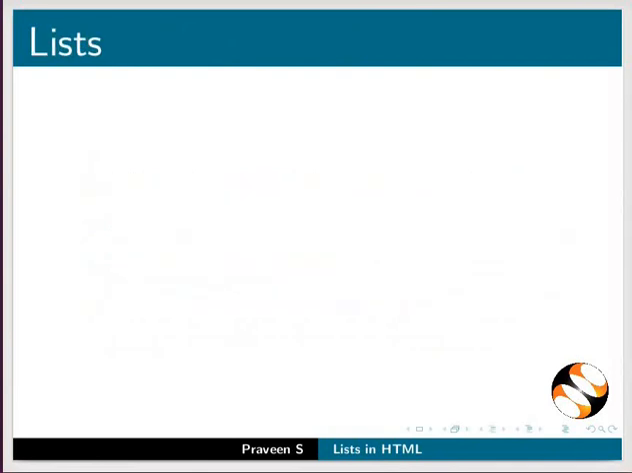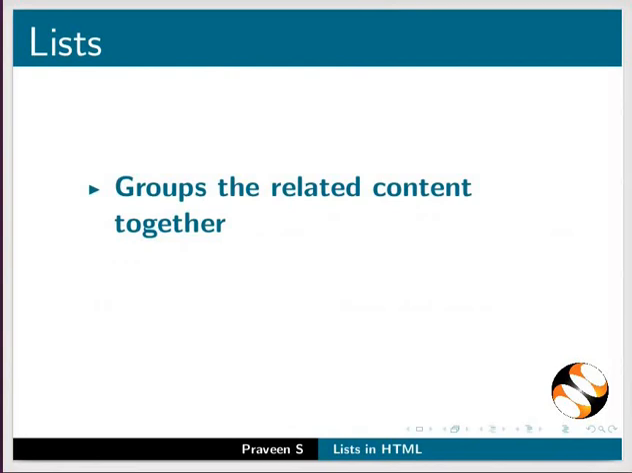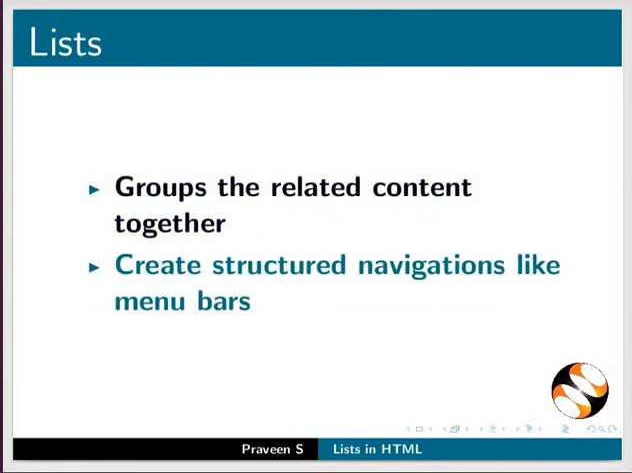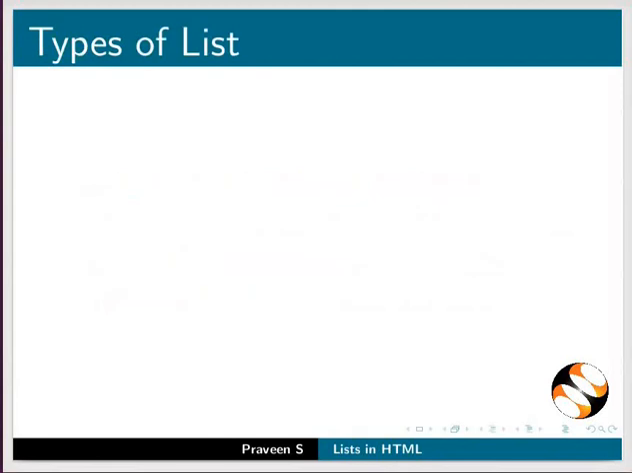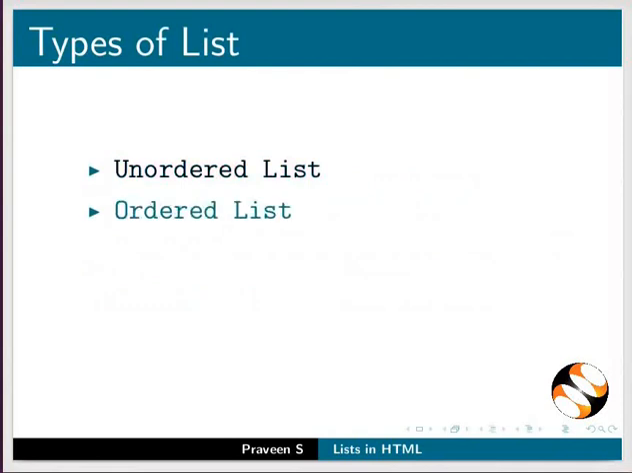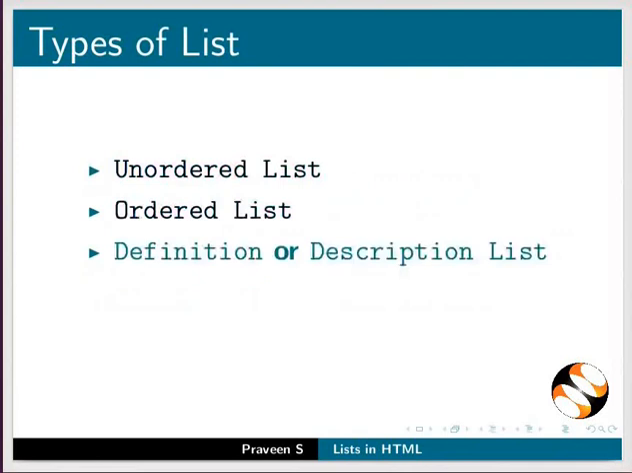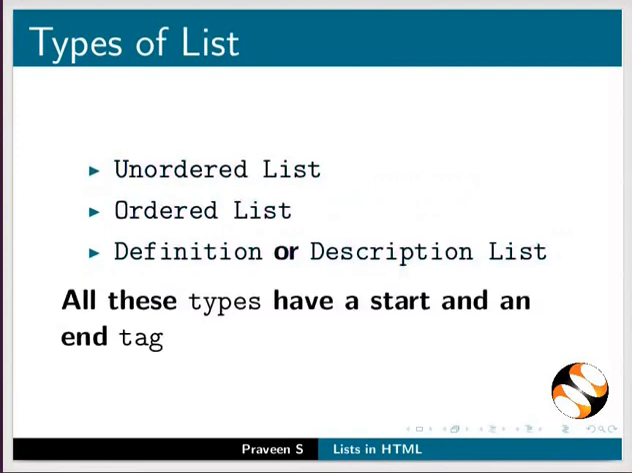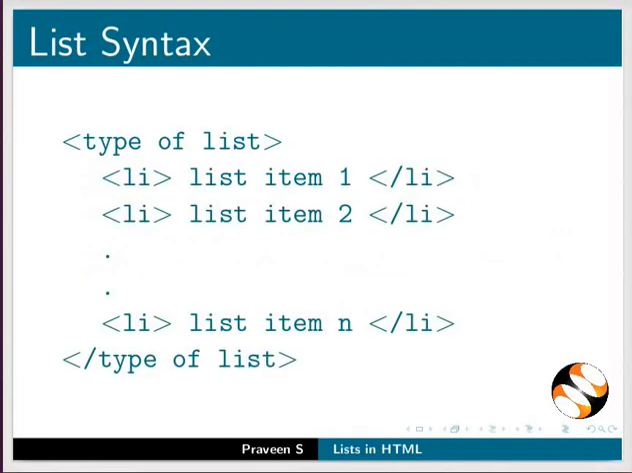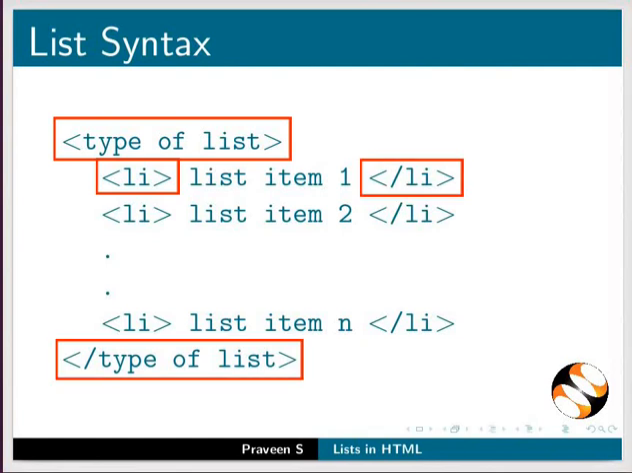In HTML, lists help us to group related content together and create structured navigations like menu bars. In HTML, there are three different types of lists: unordered list, ordered list, and definition or description list. All these types have a start and an end tag. This is how the syntax of a list will look like. Here, li denotes list item. Type of the list and the list item tags have a start and an end tag.